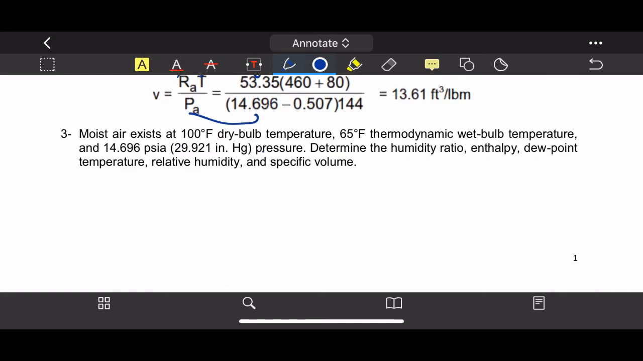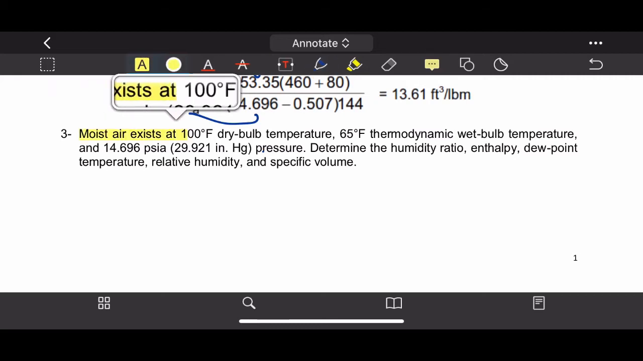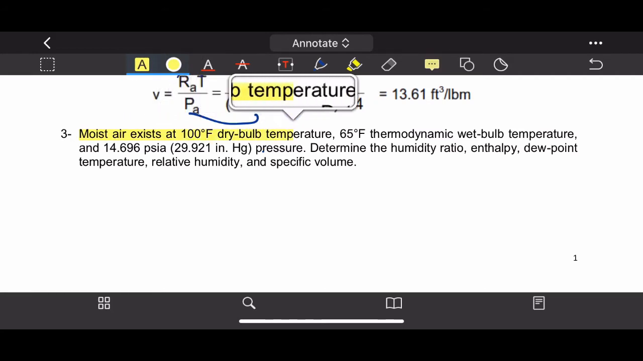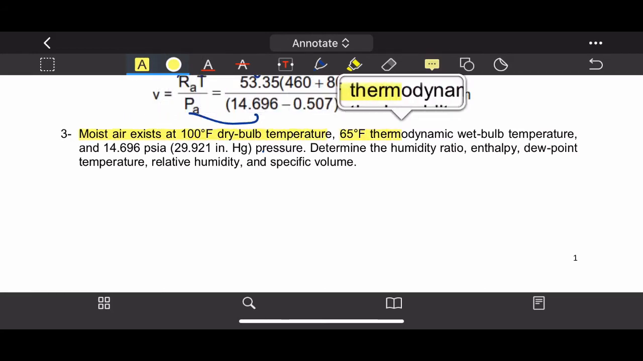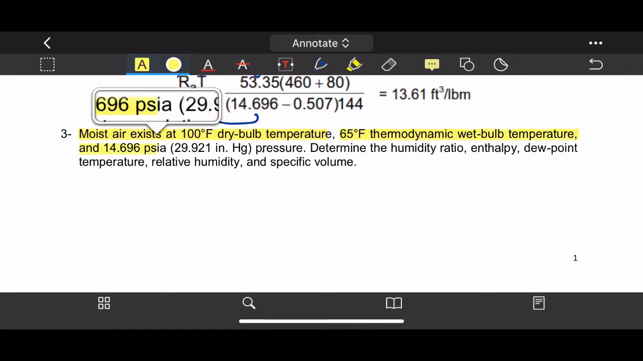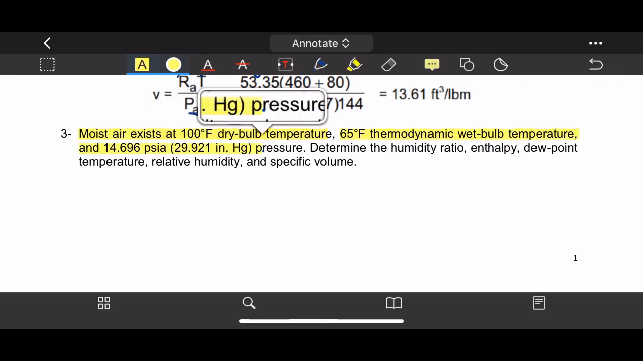So now on my other phone, I'll open the psychrometric chart, the answer, which is this one. Okay, so the question is, moist air exits at 100 degrees Fahrenheit dry bulb temperature, 65 degrees Fahrenheit thermodynamic wet bulb temperature, and you have it at 14.696 psia or 29.921 inches of mercury.